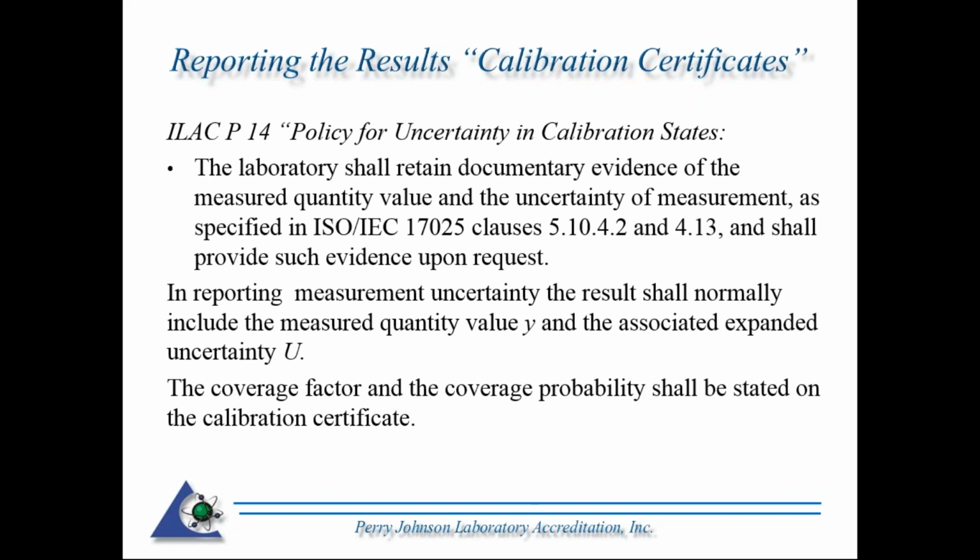Now, when you're actually reporting measurement uncertainty, the results shall normally include the measured quantity value and the associated expanded uncertainty. So the uncertainty is the expanded uncertainty, and you must include the coverage factor, and the coverage probability shall be stated on the calibration certificate. In almost all instances, you typically will see the expanded uncertainty calculated at a coverage factor of k=2, which is a 95% confidence interval.